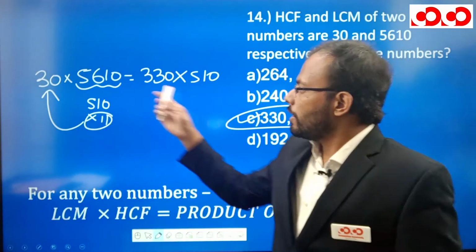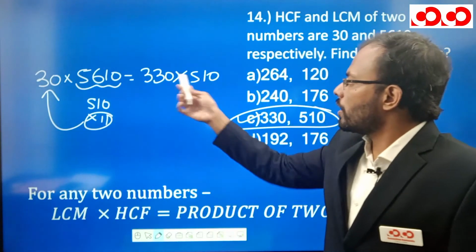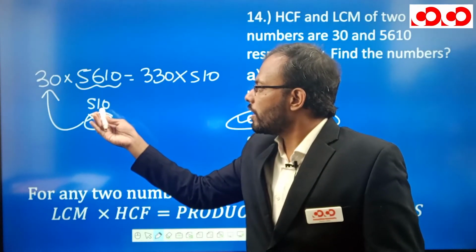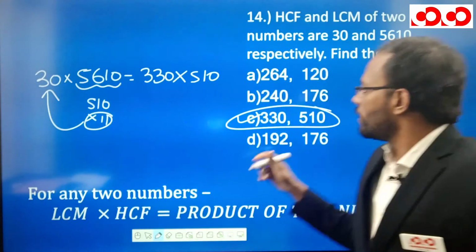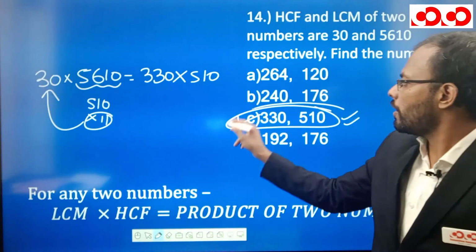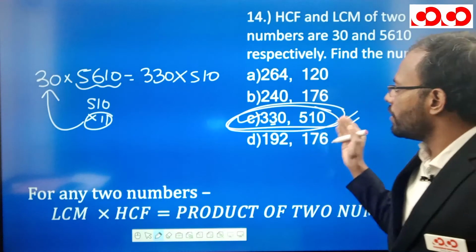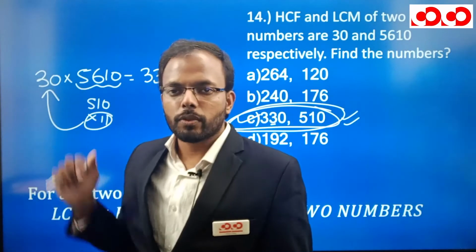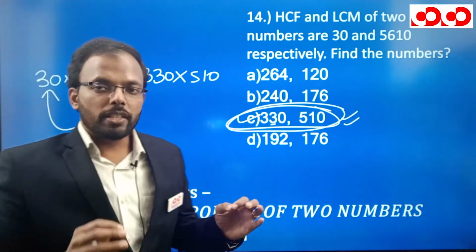There is nothing but HCF into LCM is equal to product of the two numbers, and I saw this 5610 can be written as 510 into 11. I transferred the 11 there because I was able to see this number, which is 30, also is there and 510 is also there, which 11 times of it is 5610. I hope this is very clear.